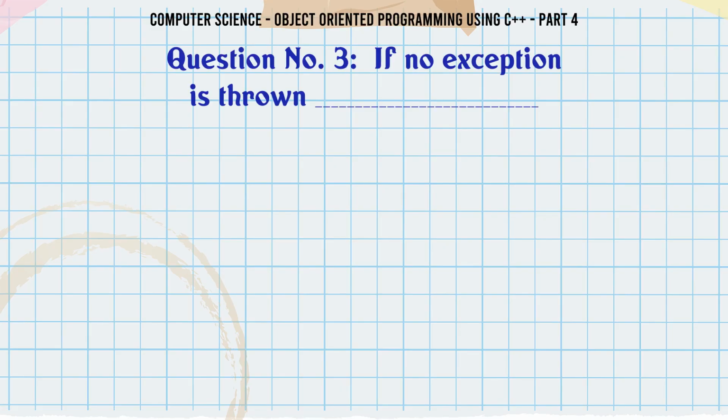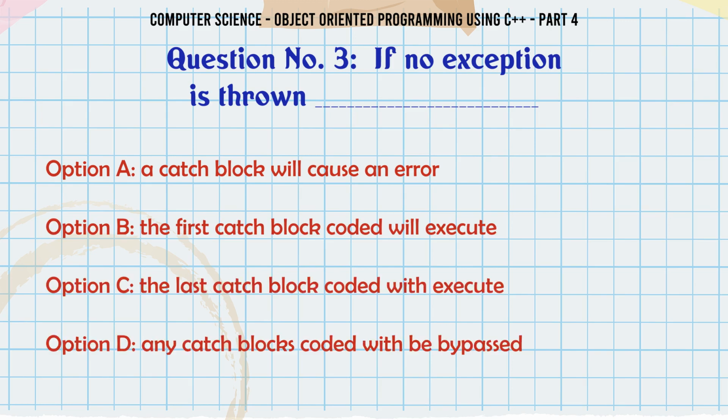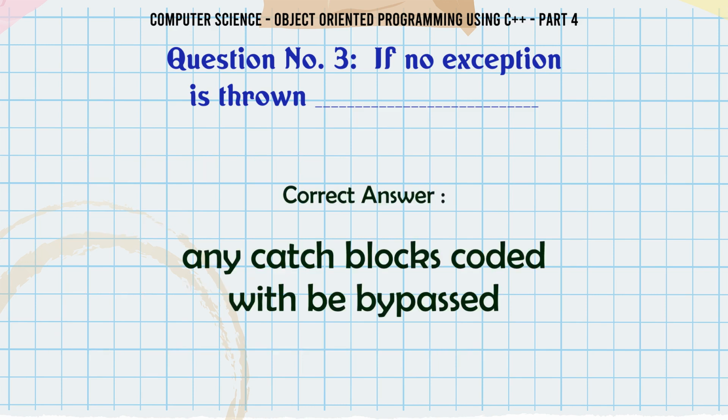If no exception is thrown: a) a catch block will cause an error, b) the first catch block coded will execute, c) the last catch block coded will execute, d) any catch blocks coded will be bypassed. The correct answer is any catch blocks coded will be bypassed.